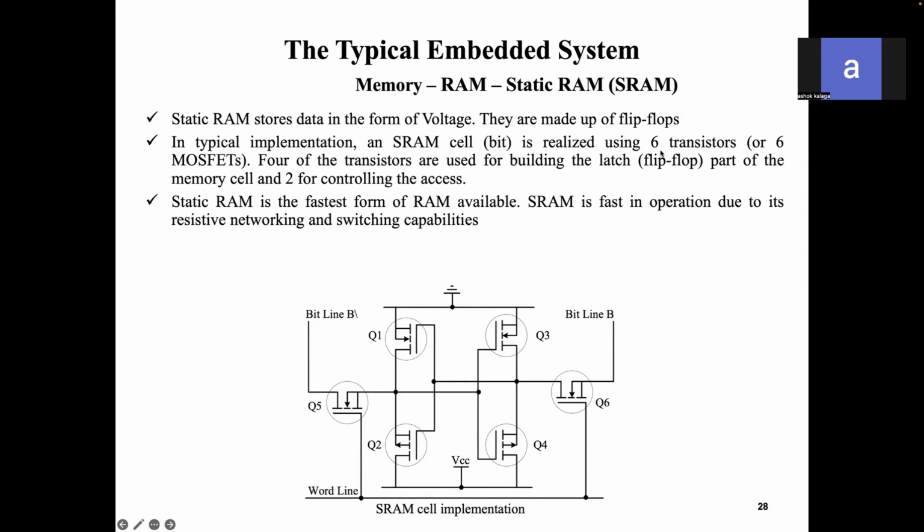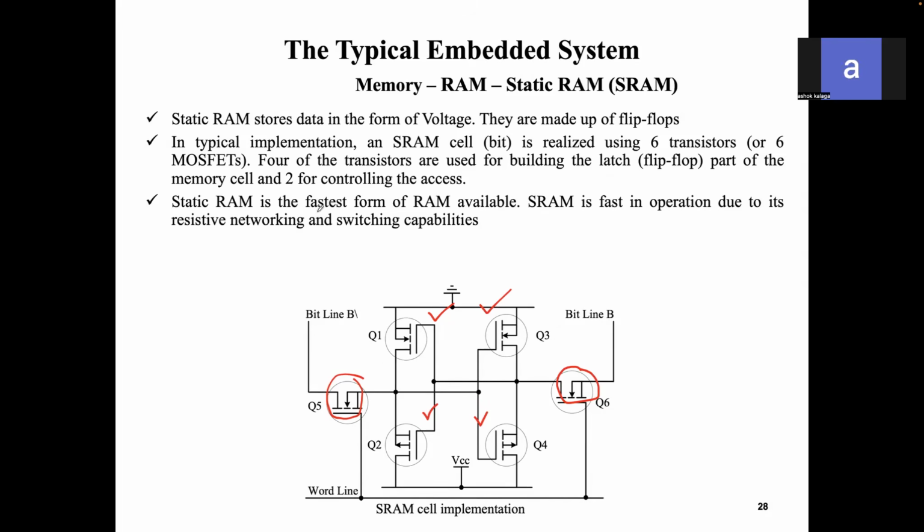How many transistors are used to implement one SRAM cell? 6 transistors. 4 of the transistors are used for building the flip-flop part of the memory cell, and 2 for controlling the access. See here in this diagram. These 4 transistors are used for implementing the flip-flop, and these 2 transistors are useful for controlling the access, whether you are going to read the data from the cell or write the data to the cell. That will be decided by these 2 transistors.